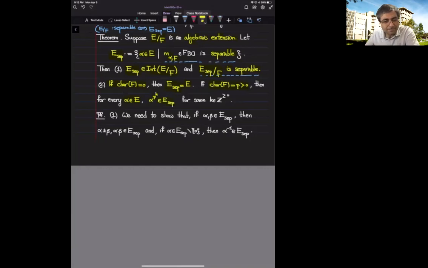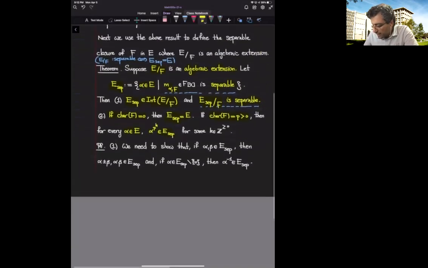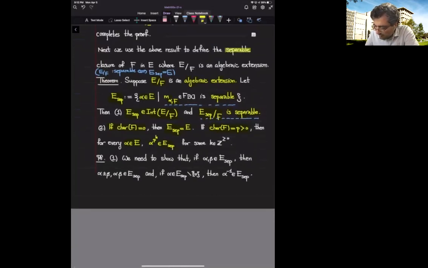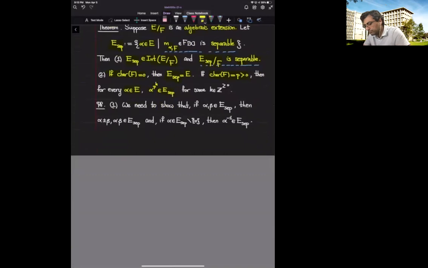So this separable part of E. In fact, we call E sub sep the separable closure of F in E. So the separable closure of F in E is E sub sep, the set of all the elements that have a separable minimal polynomial. Okay, so let's go into the proof.